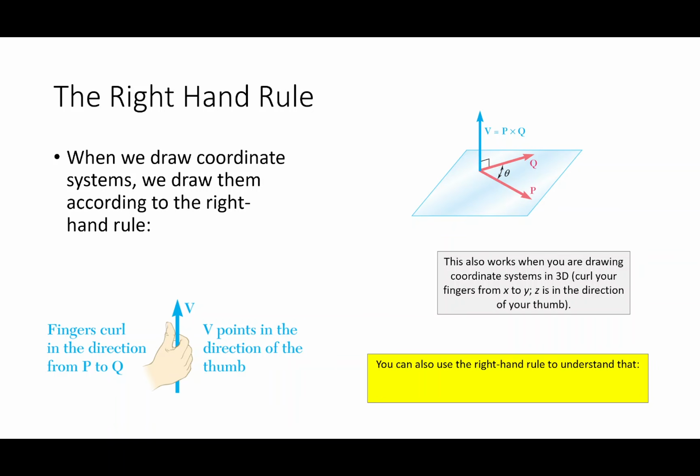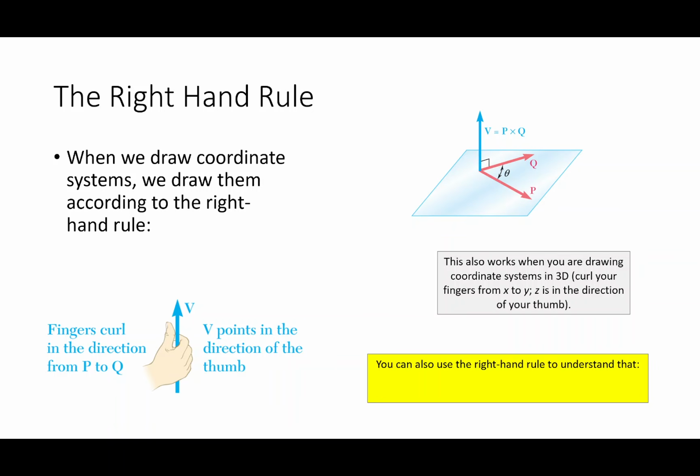But the question is, is the positive z that way or is the positive z that way? Well, face your fingers towards x, curl them towards y, positive z goes like this. Negative z goes like that. Does that make sense? Everybody okay with that?